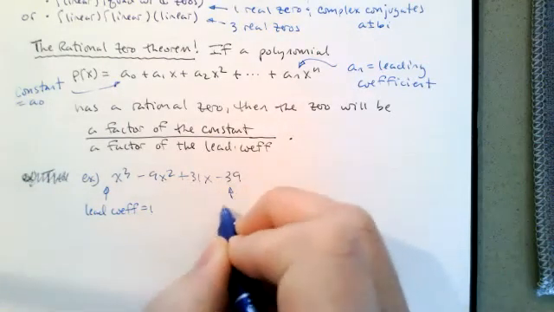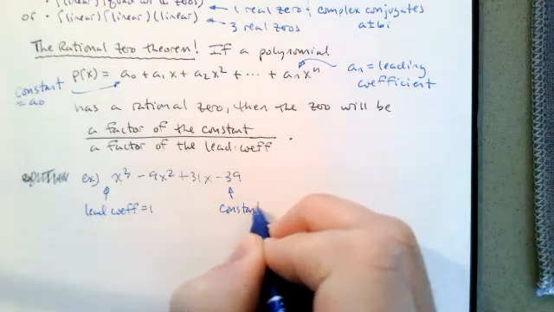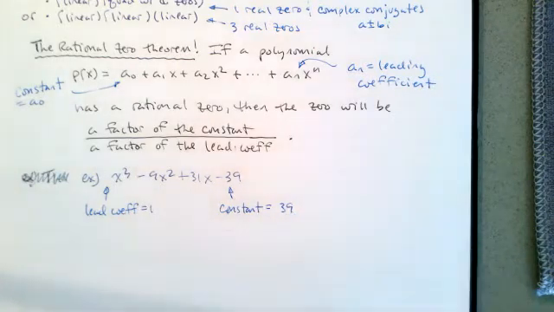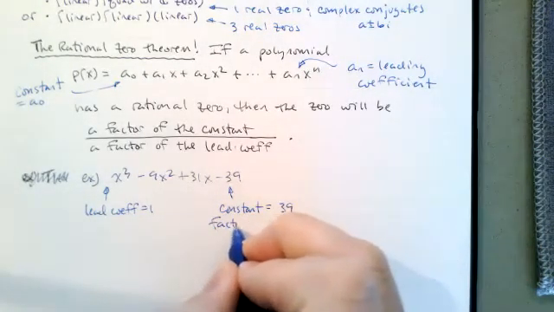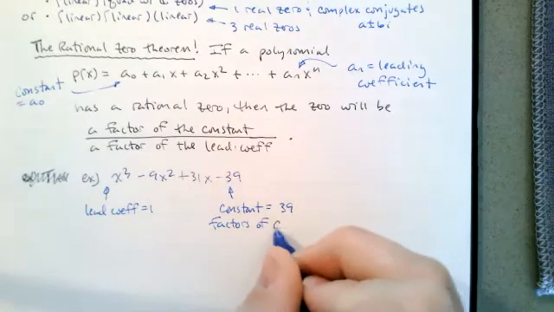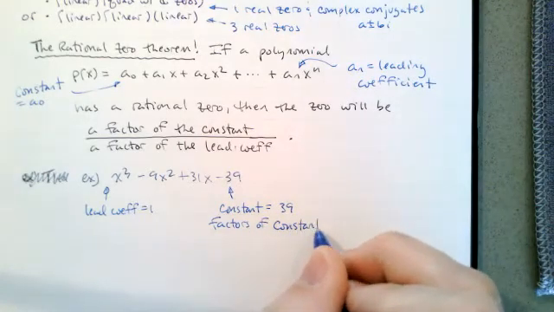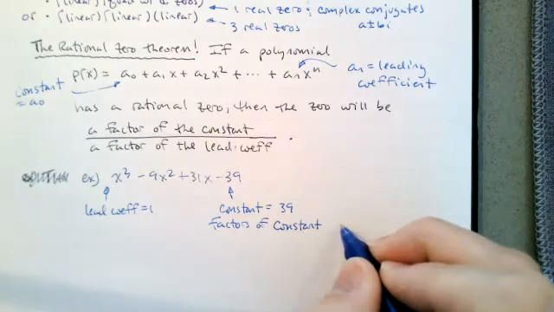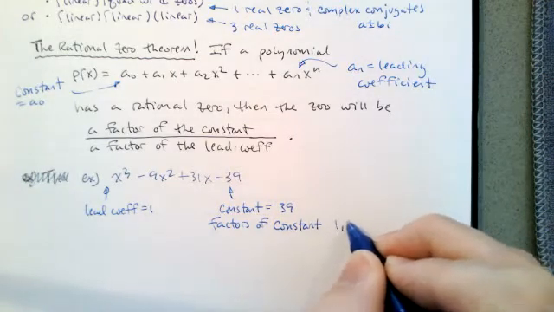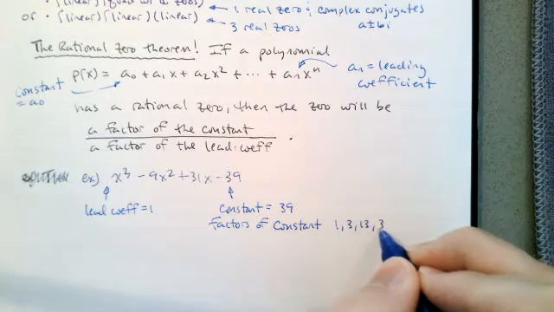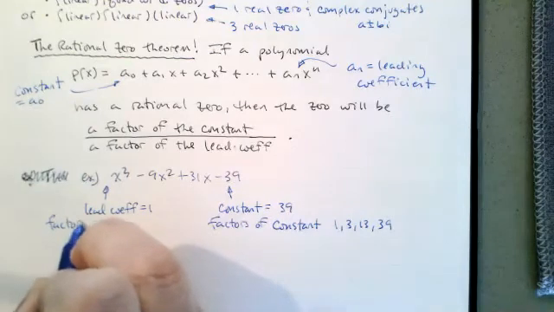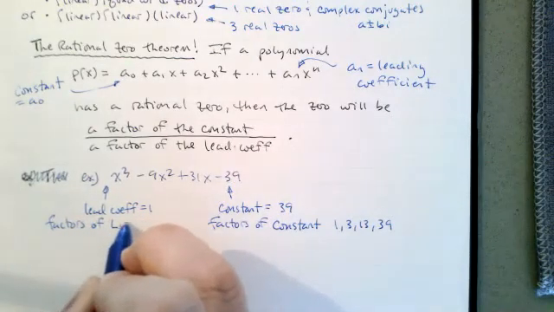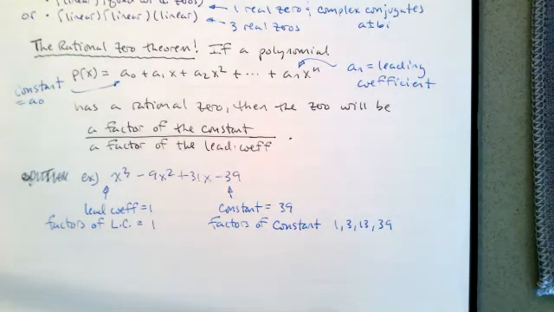And then the constant is 39. So if we look at the factors of the constant, we got 39 is 3 times 13. So 1, 3, 13, and 39. And then the factors of the leading coefficient, one.